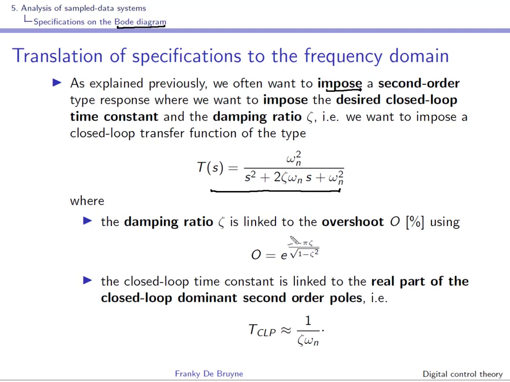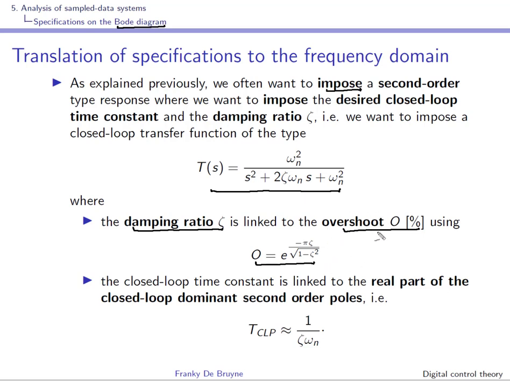Remember that we receive specifications in terms of overshoot, and the overshoot can be linked to the damping ratio using this formula. For instance, if you have a desired overshoot of 16-17%, you know that this corresponds to a zeta of roughly 0.5.